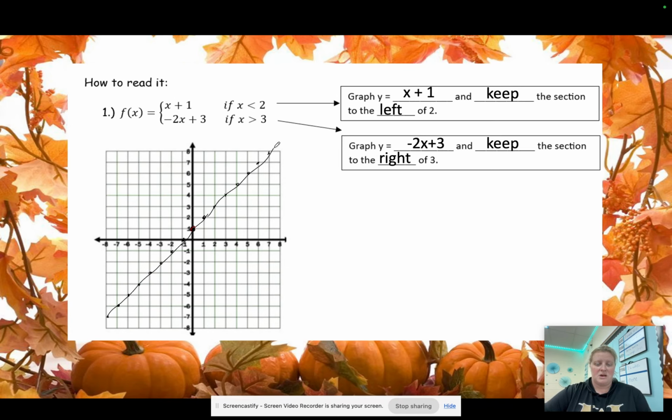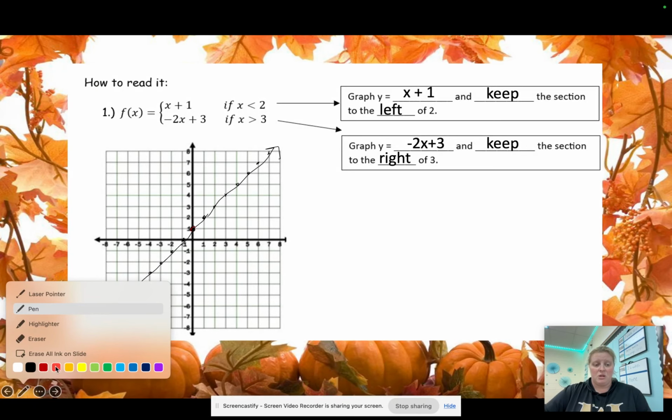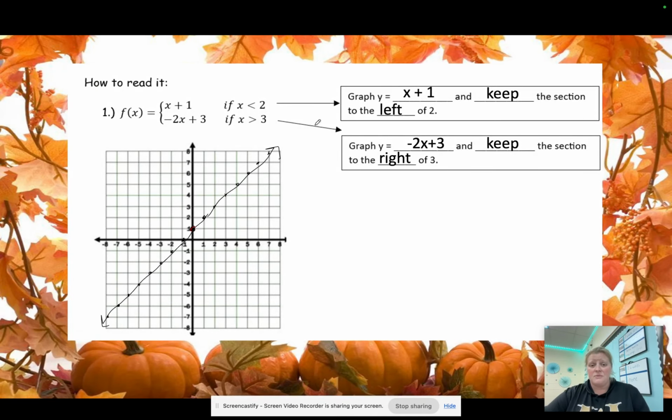I do the best I can here. Okay, and don't forget lines have arrows, so I'm going to put my arrows here. Now this is where you pick up your colored pencil. Again, if you don't have one, you may want to get one to help you keep everything nice and organized. We are going to trace over the section that's less than 2.